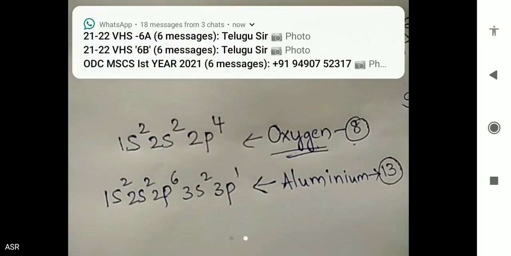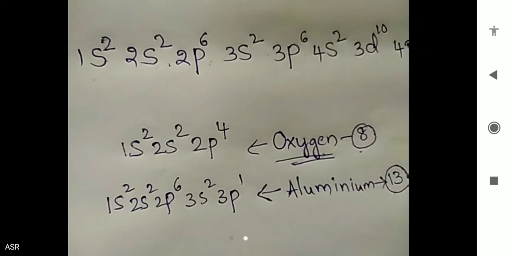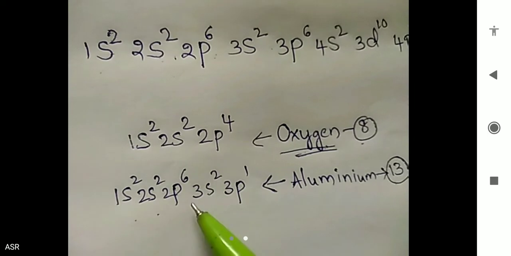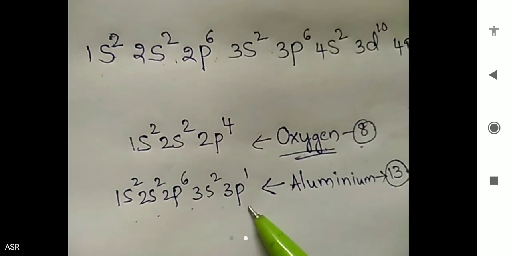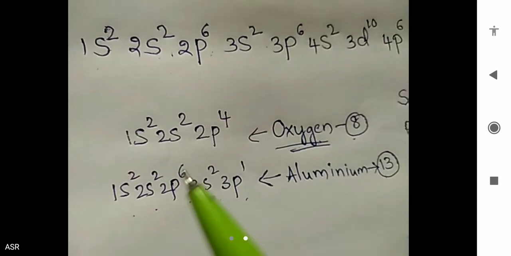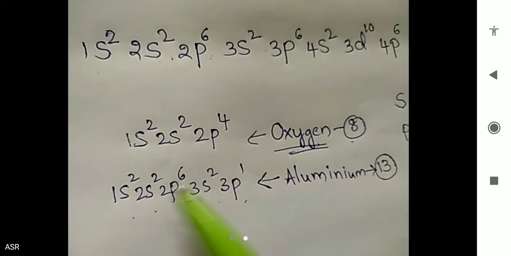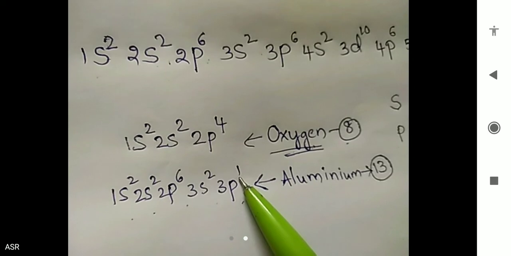I hope you all understood this one. So now children, if you can see here, 2s2, 2p6, 3s2, 3p1. In this, if you count, the atomic number should be 13. See, till here 10, 12, 13. So this is the correct electronic configuration of aluminium.